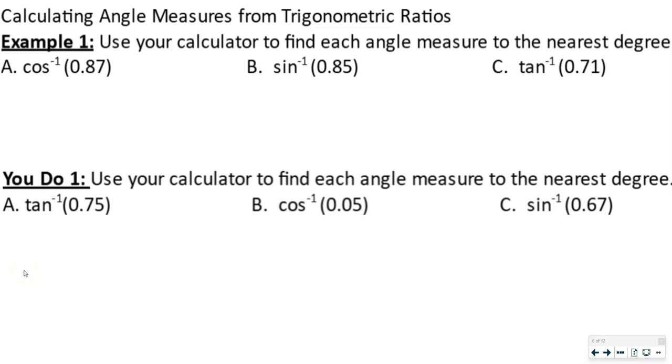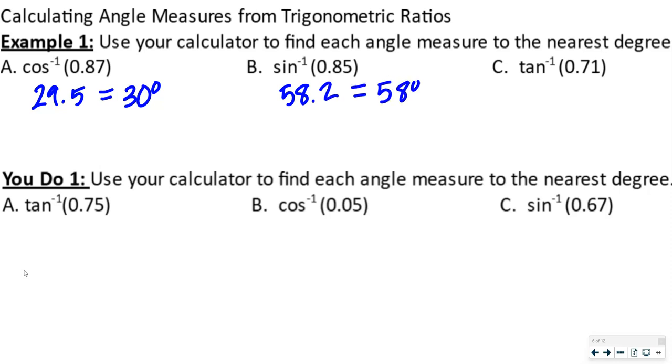So it says we're going to round each to the nearest degree. When I put this in the calculator, it was 29.5, but if I round that to the nearest degree, that's 30 degrees. Here again, the inverse sine of 0.85 is 58.2, which rounds to 58 degrees. The inverse tangent of 0.71 was 35.4, which rounds to 35 degrees. Remember, if it's a 4 or below, we leave the number what it is. If it's a 5 or above, we round it up. So go ahead and do these you-dos and come back to me when you're done.